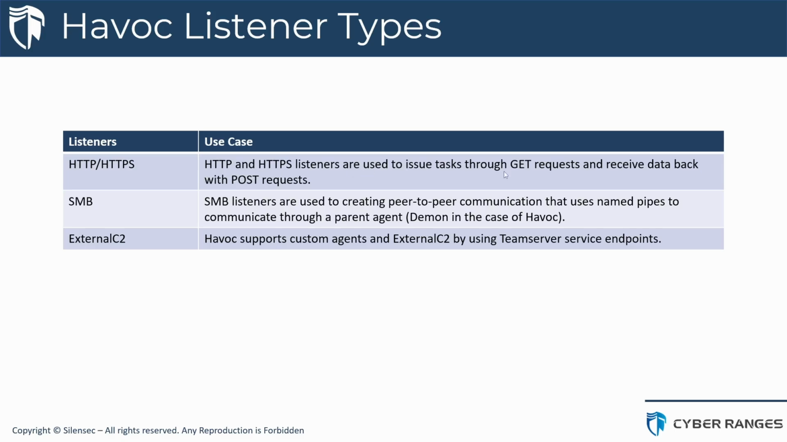They're used to issue tasks through GET requests and can receive data back with POST requests. You also have an SMB listener, which is used to create peer-to-peer C2 communication channels that utilize named pipes to communicate through a parent agent. You also have external C2 listeners, which support custom agents and external C2 by utilizing the team server service endpoints.